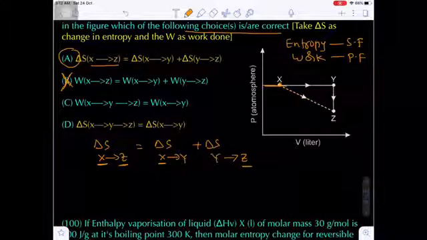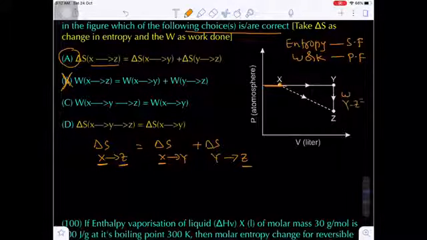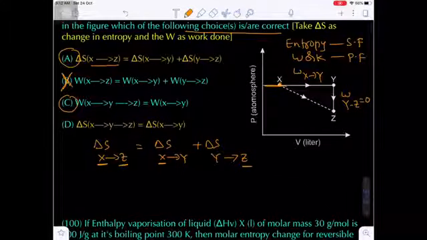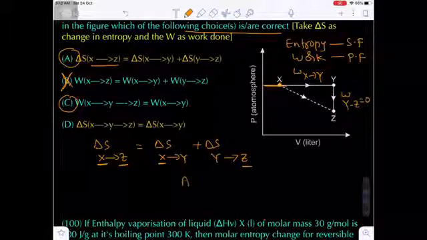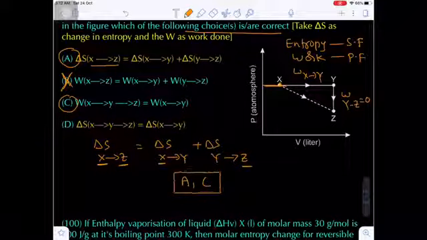During the isochoric process the work done value is what? 0. So here the work done along the Y to Z path we consider 0. So along the path XY only I have to consider the work. So the total work along X to Z, that means option C is correct. If option A is correct, then option D will be incorrect. So there are two correct options, option A and option C. This is a multiple choice question.